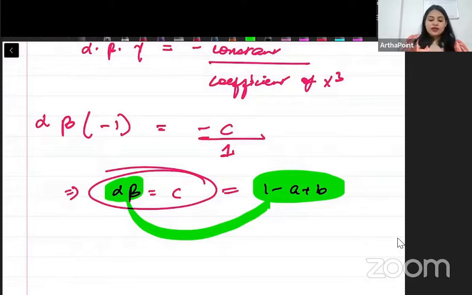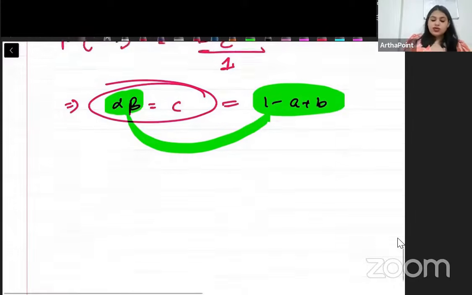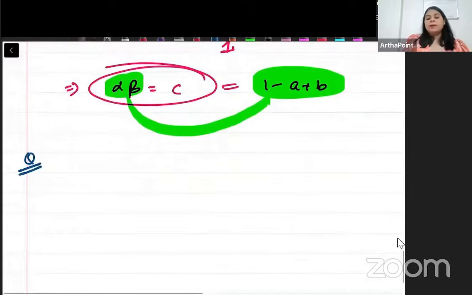So these are the kind of questions, beta, that can come from the polynomial side. I'm giving you one question that you can go ahead and practice.